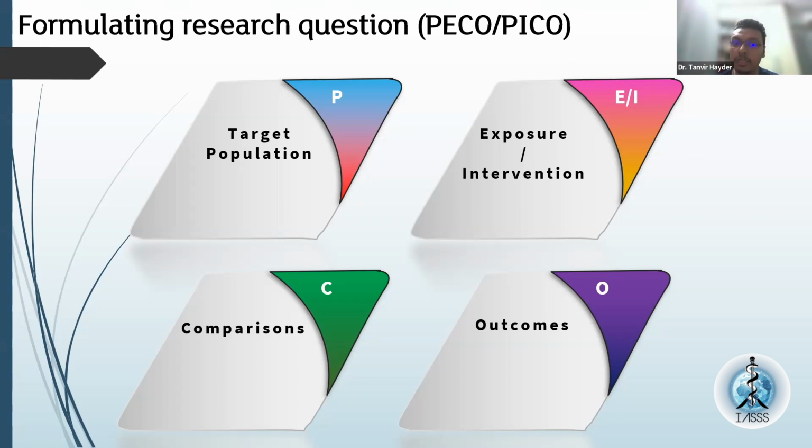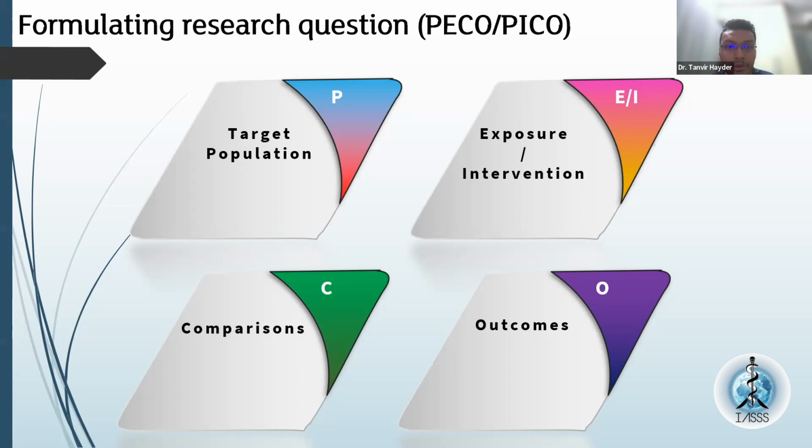And then you have to talk about comparisons, which is C. Basically, every research you do has to have a comparison group. Not every research, but it is usually best if a research has a comparison group. And then after that comes the O, the outcomes. What sort of outcome are you expecting or envisioning for the research to have?